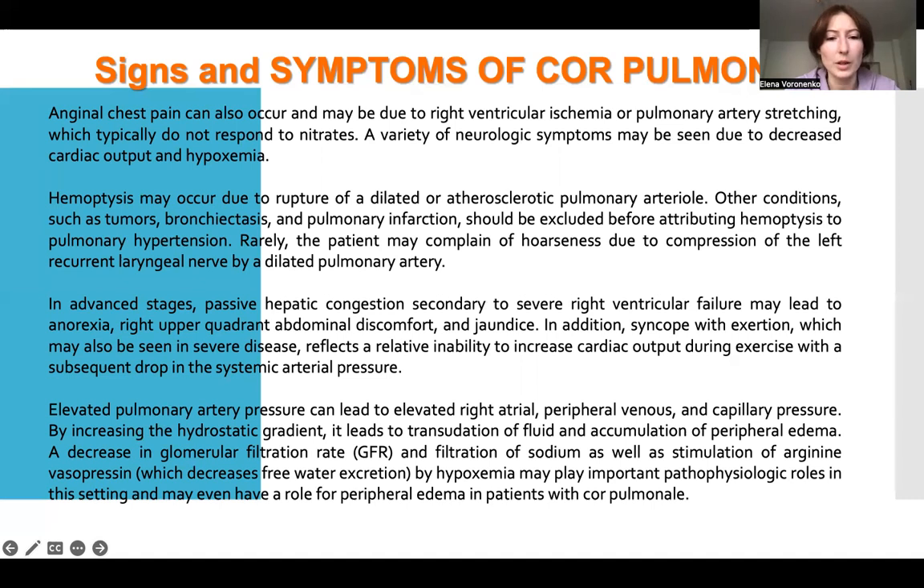Elevated pulmonary artery pressure can lead to elevated right atrial, peripheral venous, and capillary pressure. By increasing the hydrostatic gradient, it leads to transudation of fluid and accumulation of peripheral edema. A decrease in glomerular filtration rate and filtration of sodium, as well as stimulation of arginine vasopressin by hypoxemia, may play important pathophysiologic roles in this setting and may even have a role in peripheral edema in patients with cor pulmonale.